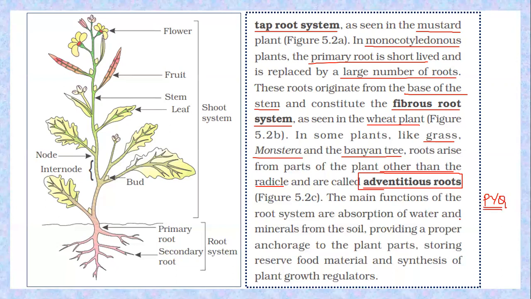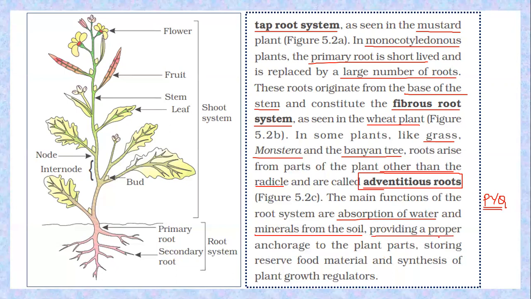The main function of the roots. We'll be thinking it's very easy, like absorption of water, minerals, all those things. But the question was very tricky. Each and every point is very important. The main functions of the root system are the absorption of water and minerals from the soil, as you already know. They help in the absorption of water and minerals from the soil.